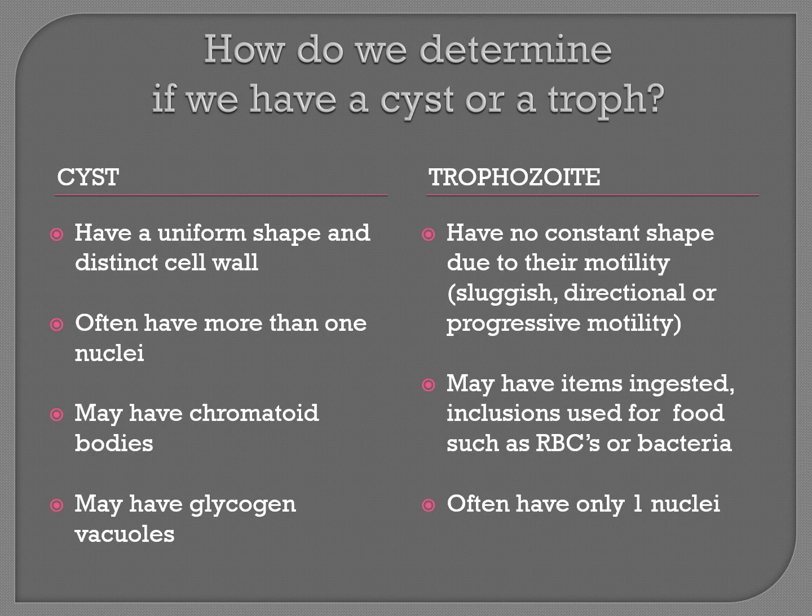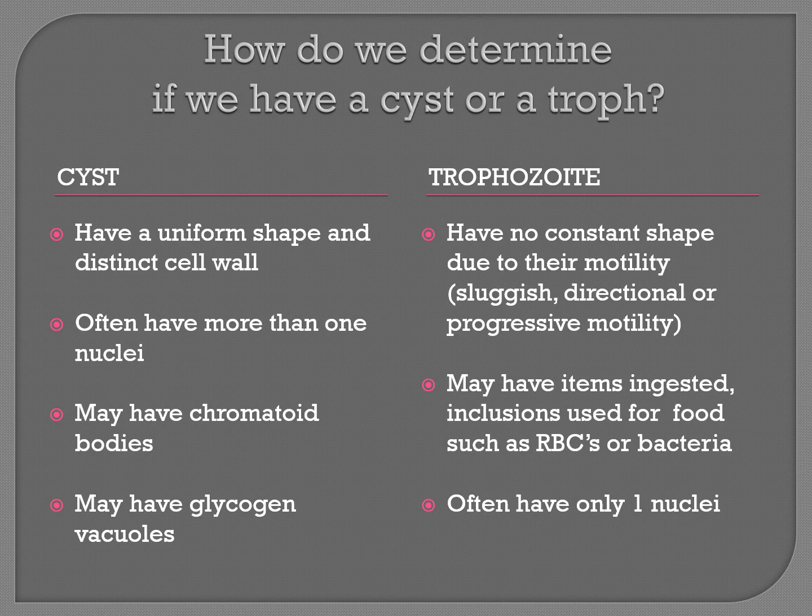They're often round or oval in shape, and they have a very distinct cell wall that is rigid. A cyst often has more than one nucleus. For example, an E. coli cyst has several nuclei, up to 16. A cyst may have chromatoid bodies, and a cyst, especially in the case of Iodamoeba, might have glycogen vacuoles.